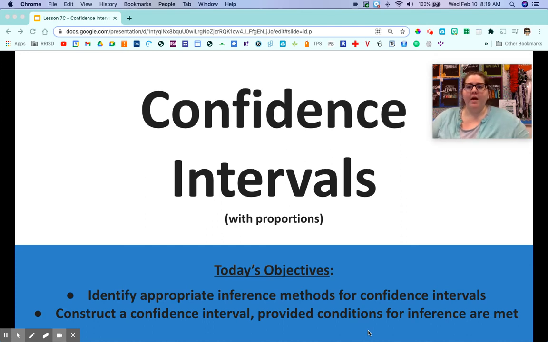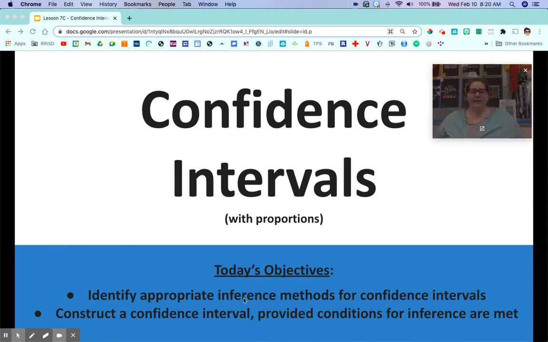Hello and welcome. We are going to talk about confidence intervals today, specifically a confidence interval dealing with proportions, so categorical data. We're estimating a population proportion. So today's objectives are to identify appropriate inference methods for confidence intervals and construct a confidence interval provided conditions are met.